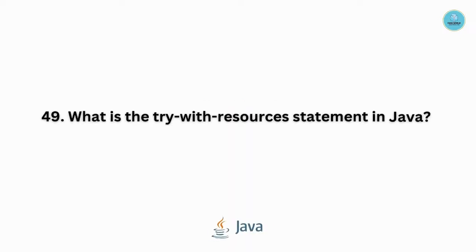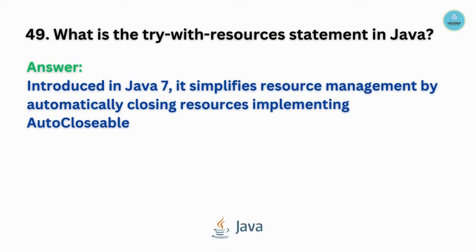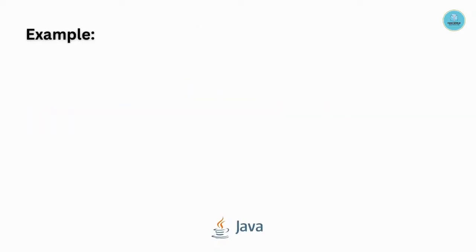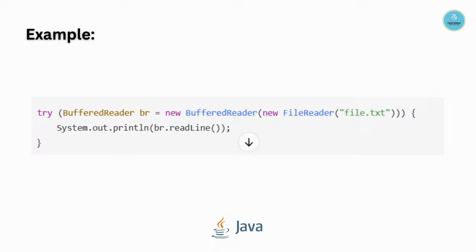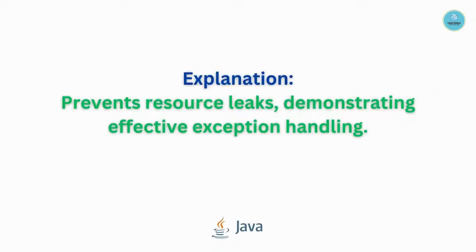Question number 49. What is the try with resources statement in Java? Introduced in Java 7, it simplifies resource management by automatically closing resources implementing AutoCloseable. Example is as follows. Prevents resource leaks, demonstrating effective exception handling.